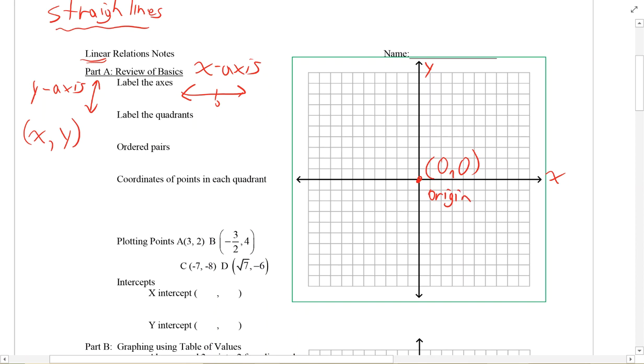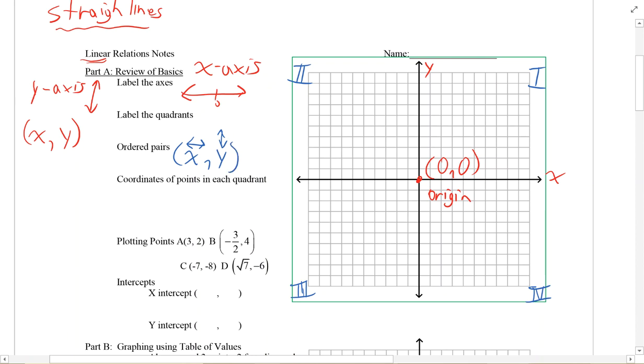Okay, so label the quadrants. We have quadrant 1. We go in an anti-clockwise direction. Quadrant 2, quadrant 3, and down here we have Roman numeral 4 for quadrant 4. Ordered pairs again, we always have our x value first, telling you to go left or right, and then we have our y value telling you to go up or down, and they must be in brackets. So ordered pairs must be in brackets.